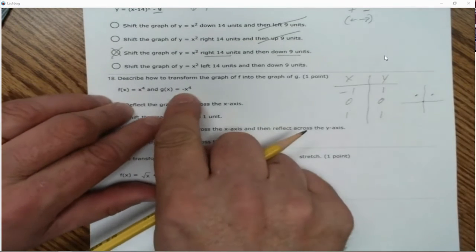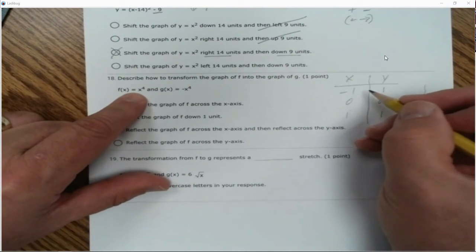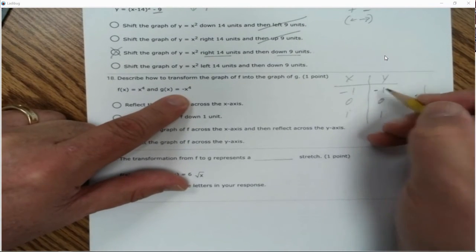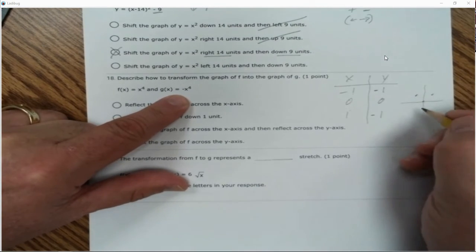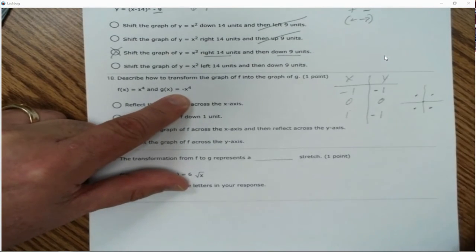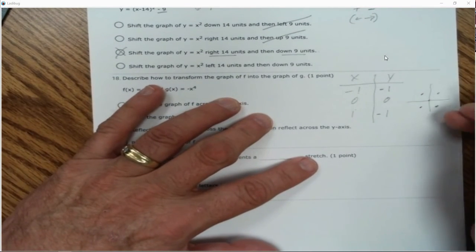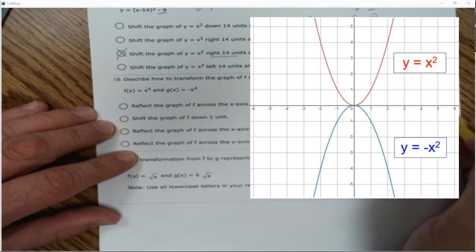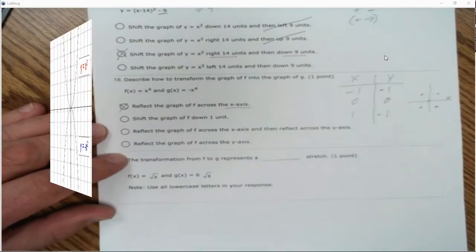If it's negative x to the 4th, that means we put a negative out front of everything. So negative 1 to the 4th would be 1, but then we put a negative out there. 0, there's no such thing as negative 0. So these two become negative ones instead of positive ones. So what's happened is we've reflected it over the x-axis, right? Because that's the x-axis. Instead of going up, now they're all going down because all these become negatives. So this is going to reflect it across the x-axis.